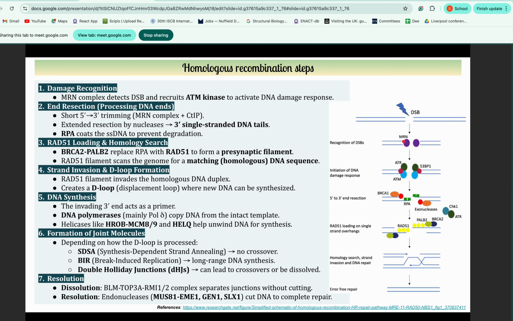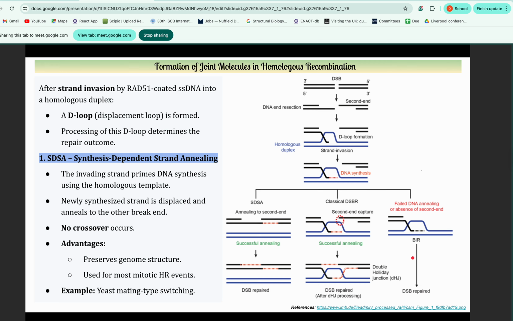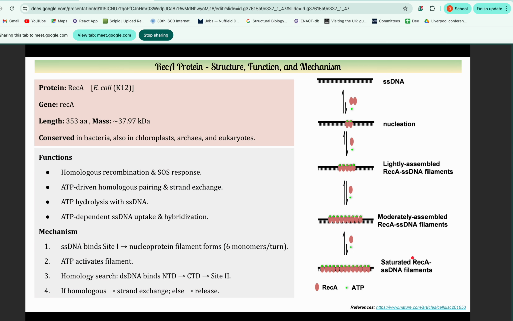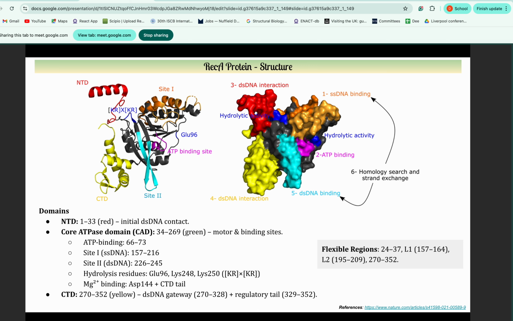Now RecA will come. As in this case we had RPA and RAD51, similarly in this prokaryotic case we have RecA. RecA will bind to the single stranded fragment which is generated. Then it will look for the complementary or homologous sister chromatid, so that the recombination process can take place. So these are the proteins which are involved in the bacterial system.